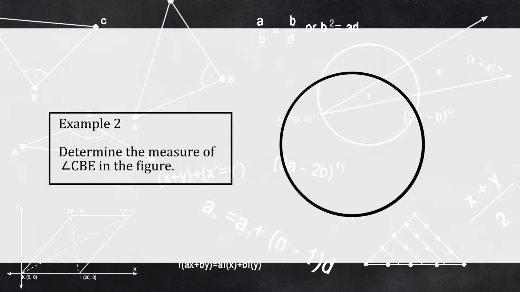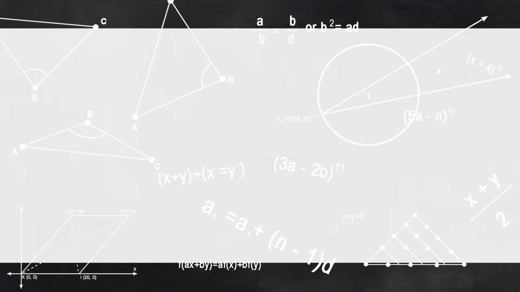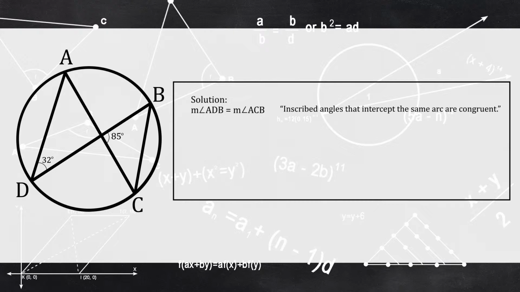Let's look at another example. Determine the measure of angle CBE in the figure. In the given figure, arc AB is the intercepted arc of both inscribed angles ADB and ACB. Thus, angle ACB also measures 32 degrees.